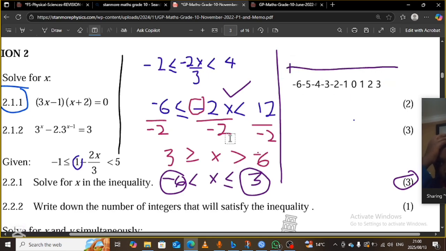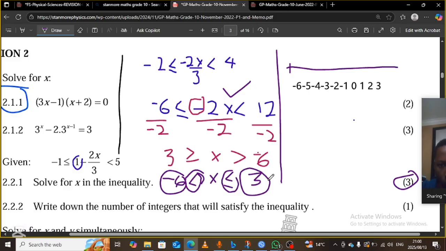But this time, when you see this sign and this sign here, this one actually tells us that this 3 has to be included. It has to have a dot on top of this 3. But this -6 doesn't have a dot. It is only just a circle. This one is not included, but the 3 is included.